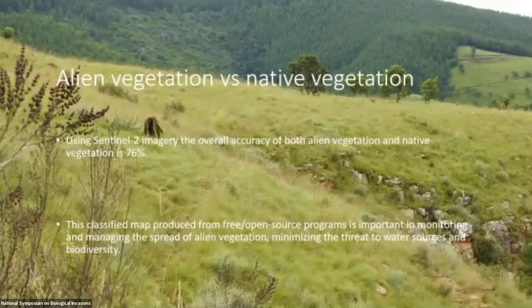Finally, our imagery produced an accuracy of 76% for both alien and native vegetation. And the map we produced, we believe it could minimize the threat to water sources and biodiversity by helping monitor and manage the spread of these invasive alien plants as they take place.